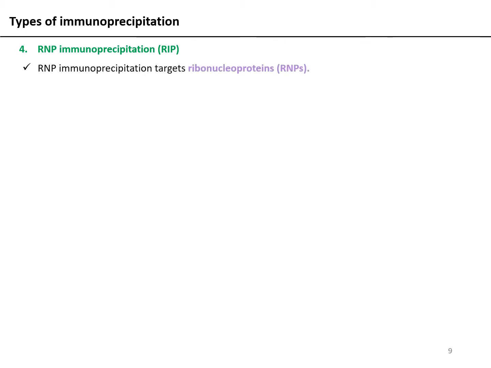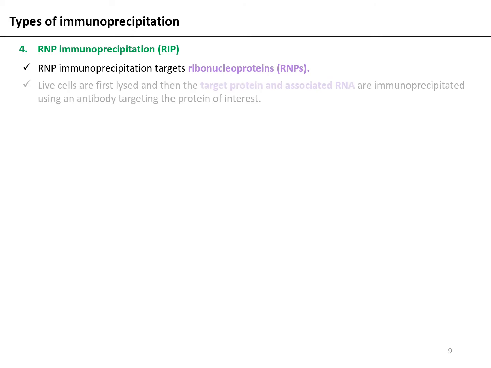So the next kind of immunoprecipitation that we are going to talk about is RNP immunoprecipitation, also abbreviated as RIP. Now, RNP immunoprecipitation targets ribonucleoproteins, or RNPs. Live cells are first lysed, and then the target protein and associated RNA are immunoprecipitated using an antibody targeting the protein of interest. So this is in a way very similar to ChIP.